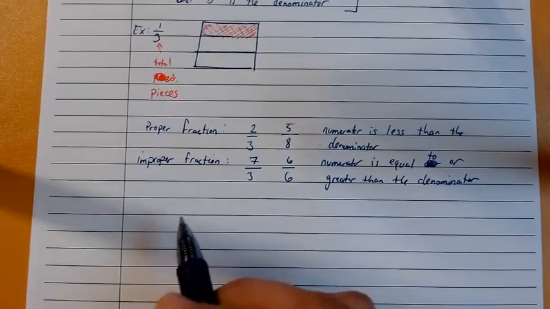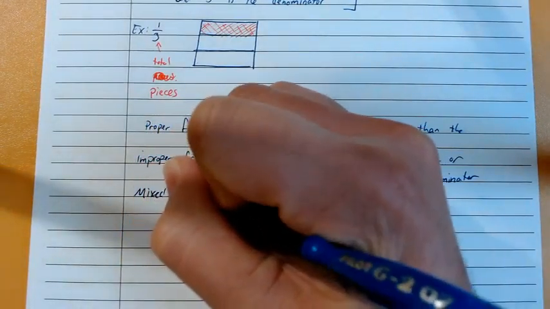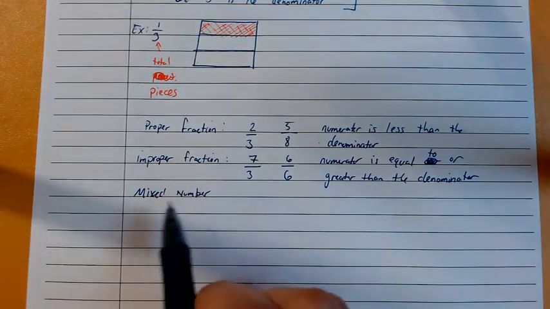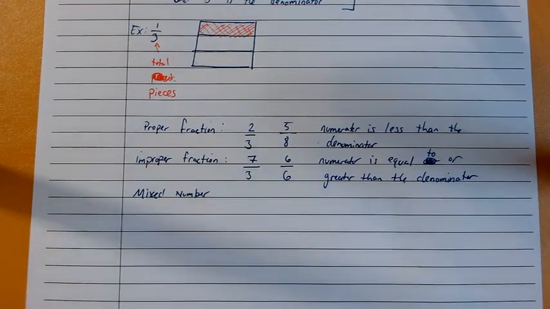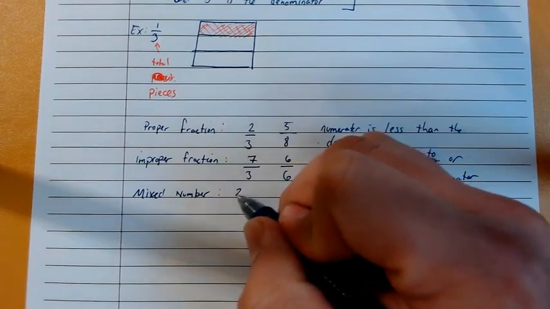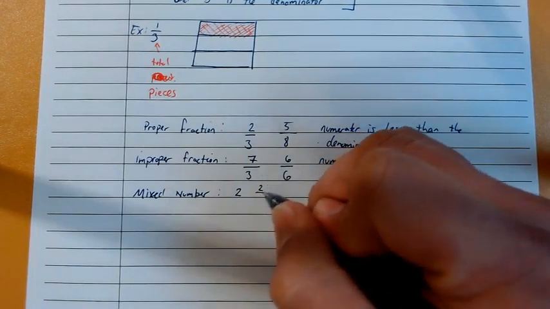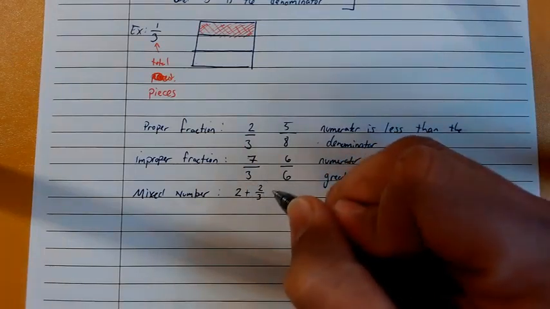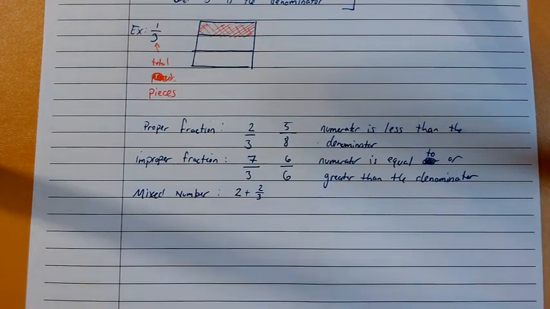And then the third category is what's called a mixed number. Now, a mixed number isn't a different kind of fraction. Rather, a mixed number is what you get when you combine a whole number and a fraction by adding them together. So if, for example, you were to take the number 2 as a whole number and the number 2/3 as a proper fraction, 2 plus 2/3, and add those together, here you would get a mixed number. When you write a mixed number, you generally just write these together without a plus sign in between.